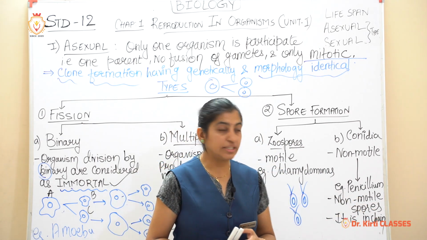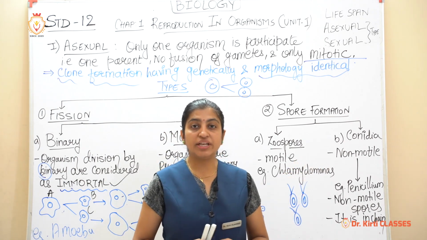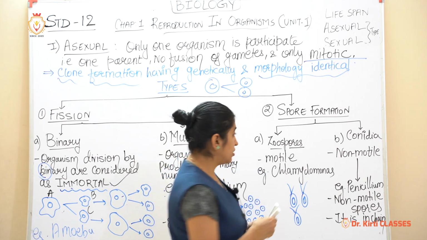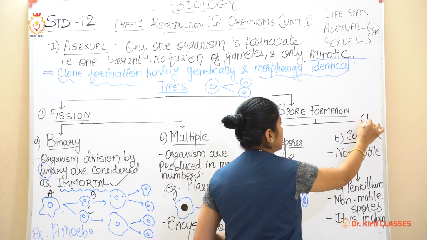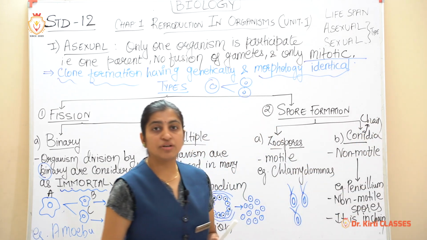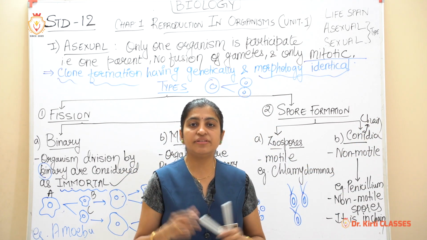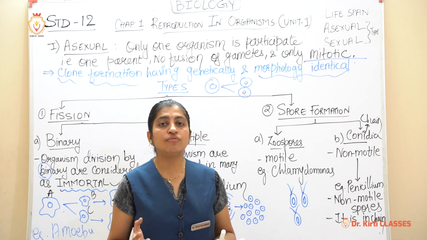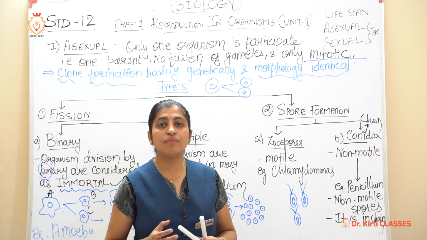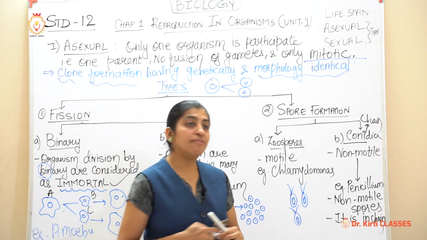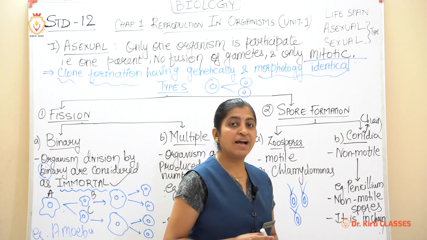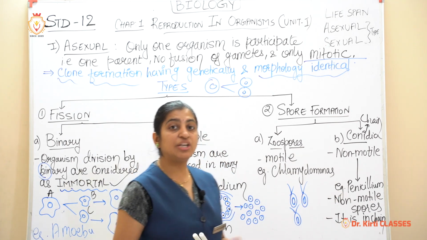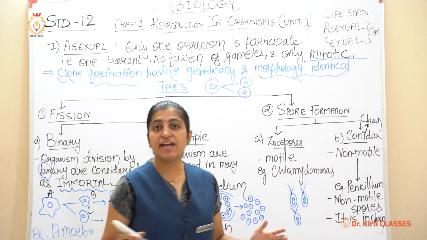Number two, conidia. The word conidia means a chain like structure. So conidia means it has a chain like structure, right. In this example, they don't have any kind of flagella, they don't have a motile structure by which they can move from one place to another, but they have a chain like structure. With an example I will tell you, for example Penicillium, which has non-motile spores, right.